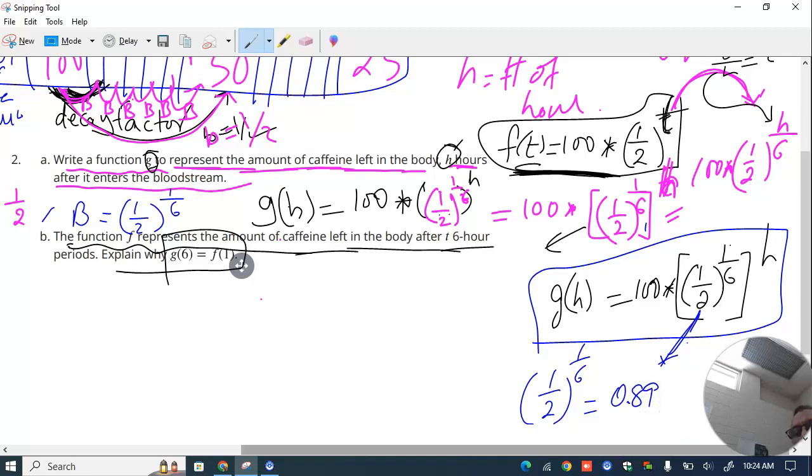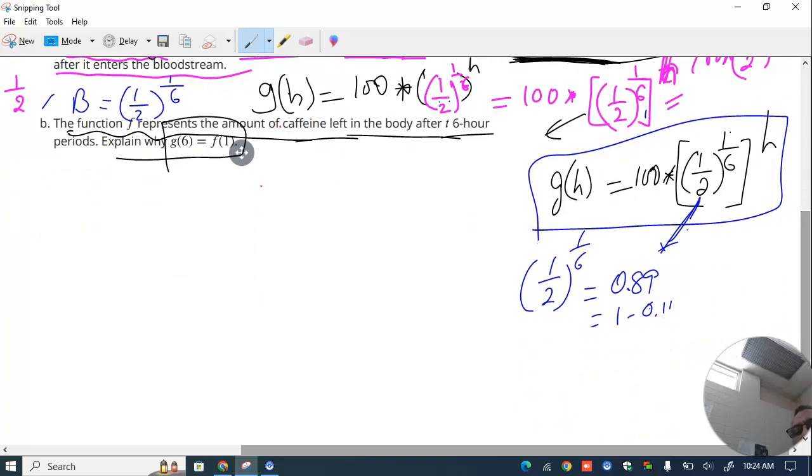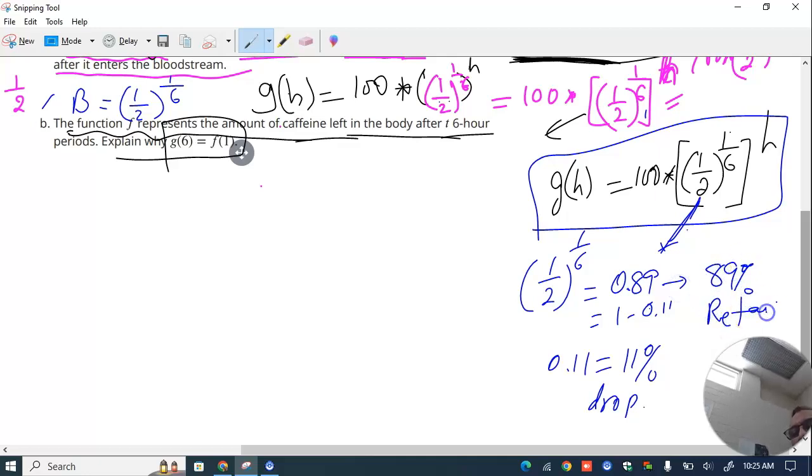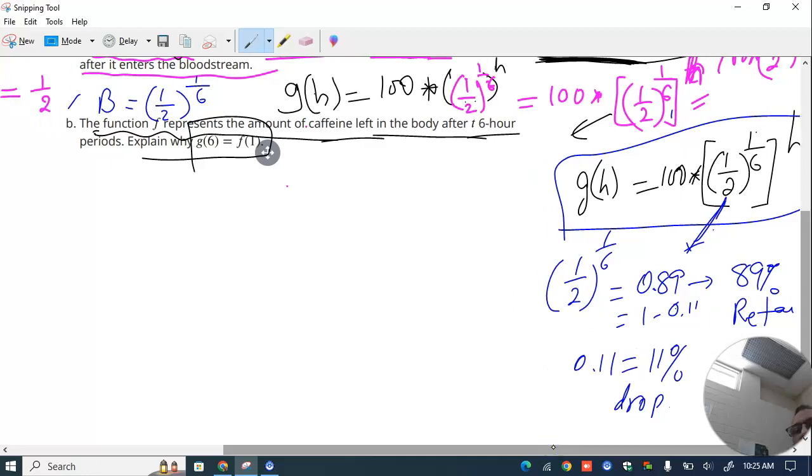And what this basically means is it is 1 minus 0.11. See? So that means 11%. What this means is 0.11 is an 11% drop. So there's a drop of caffeine of 11% every hour. And what does 89 mean? This means 89% stays. So that's the understanding for this piece.